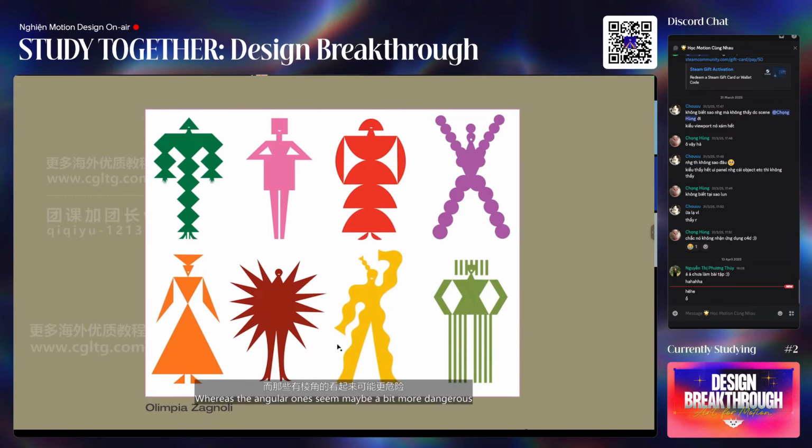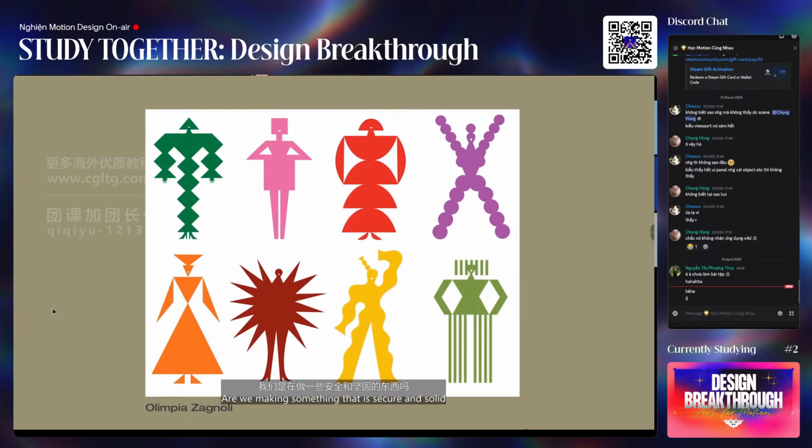Whereas the angular ones seem maybe a bit more dangerous, maybe a bit more standoffish. You feel as though if this was a party and these 8 people were here, they would each have different personalities. And we're getting that just from the shapes used to describe them, because their facial expressions are pretty much all the same. So firstly, you do have to figure out what are you trying to communicate with the elements?